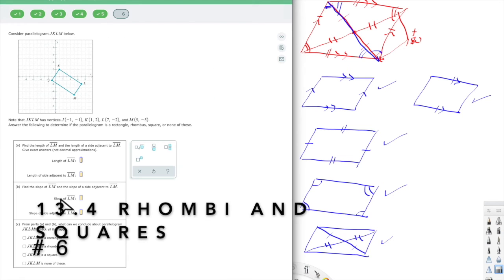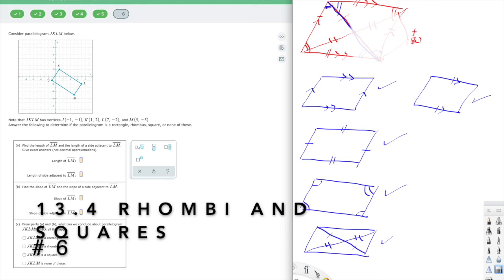Okay, so with this one, we are going to be classifying parallelograms in a coordinate plane. So we're considering a parallelogram. We already know it's a parallelogram. It's already telling us that. So I'm going to go ahead and just get a new one here. Okay.